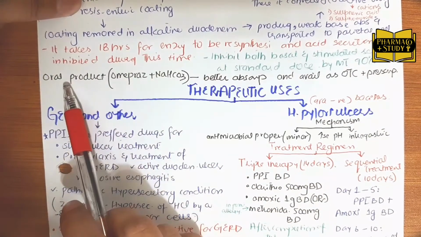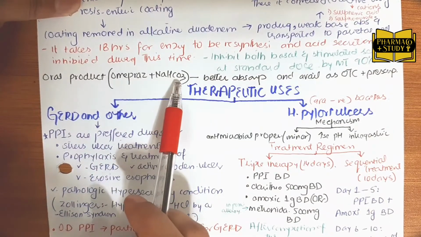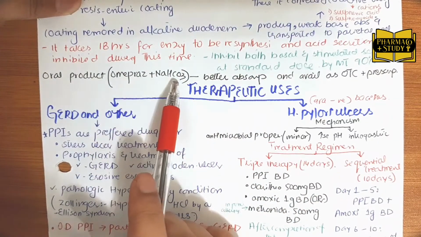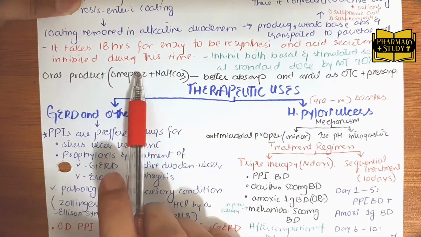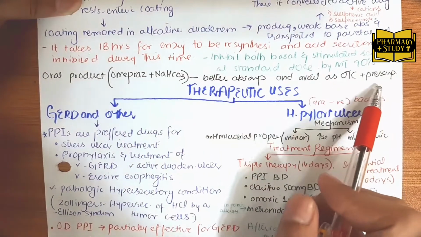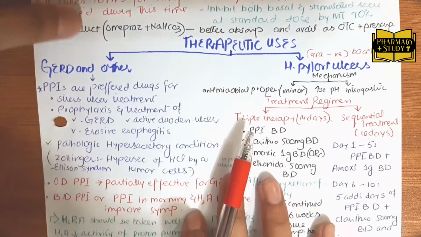Okay, now the combination product of the omeprazole and sodium bicarbonate. You all know sodium bicarbonate is an antacid. The combination product has better absorption, is available as OTC and prescription, and it is taken before meal. And why it is taken before meal, I will discuss in the kinetics.